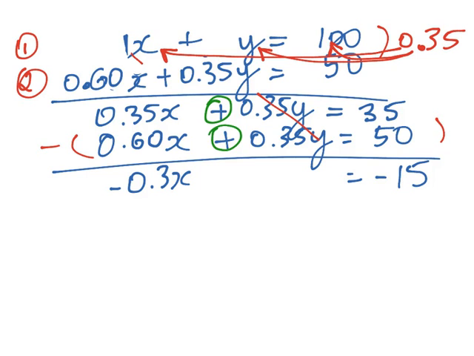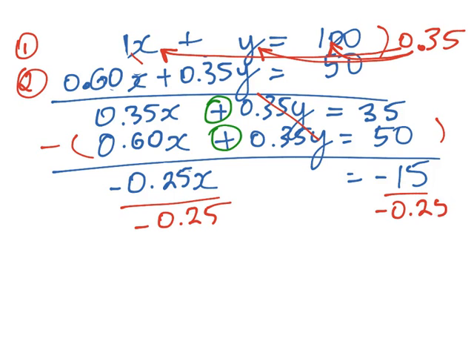0.35 minus 0.60 is negative 0.25x. The next part is that we have to divide by negative 0.25 on both sides. That means the coefficient in front of the x disappears, or is eliminated, and therefore x is equal to 60 grams.